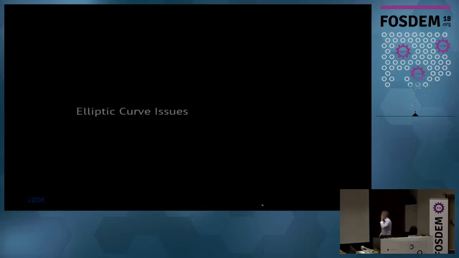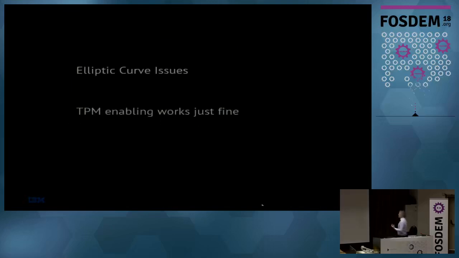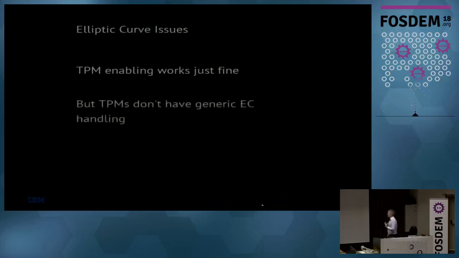There is an issue with elliptic curves. So I did say that crypto agility was one of the hallmarks of the TPM, and that allowed you to use elliptic curve cryptography. The problem is that TPM enabling of this all works fine, but the TPMs themselves do not have generic elliptic curve key handling. I've yelled at various people at the TCG to try and find out why this is, and the best excuse I get back is because it's export regulations.